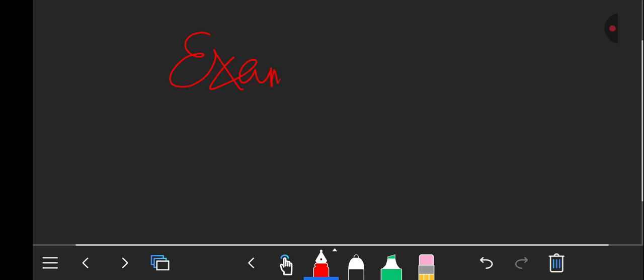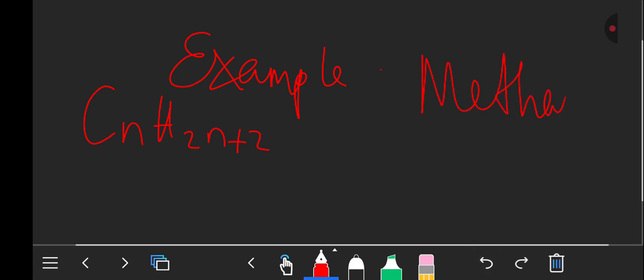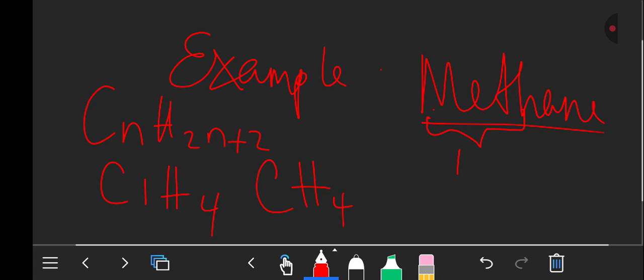Let me give an example of an alkane. We understand that alkanes obey the formula CnH2n+2. Let me give an example of methane, the simplest one. So methane has one carbon, right? Meth means 1 from our prefix. We've done the introduction of organic chemistry. We said that meth means 1, so we put 1 there, so it will be C1H4, so we'll just get CH4 like that. So that is methane. So methane is an alkane. That is an example of an alkane.